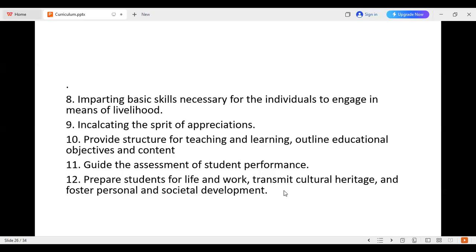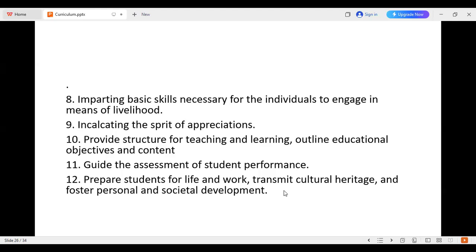Number 9, inculcating the spirit of appreciation. Yes, we have our heritage, culture, literature. Our education, our curriculum should include art, dance, aesthetic studies, literature, drama, etc. That is also needed. We need some relaxation. Therefore, we need that type of subjects to be included in the curriculum.